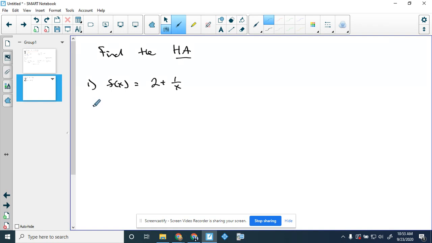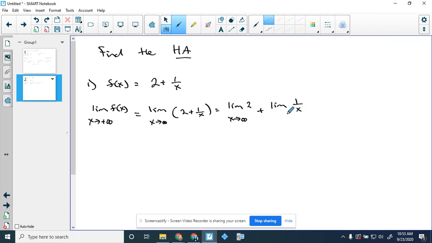The formal process is to take the limit of the function as x goes to positive infinity. So that would be the limit as x goes to positive infinity of 2 plus 1 over x. And now this is what I was saying, all your limit properties hold true. So the limit of a sum is the sum of the limits. I can write this as the limit of 2 as x goes to positive infinity plus the limit of 1 over x as x goes to positive infinity.